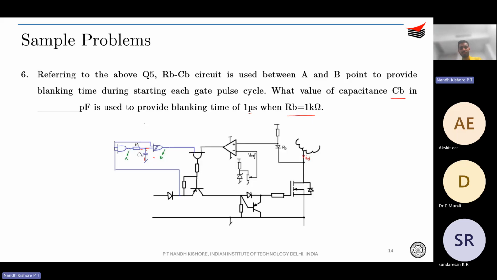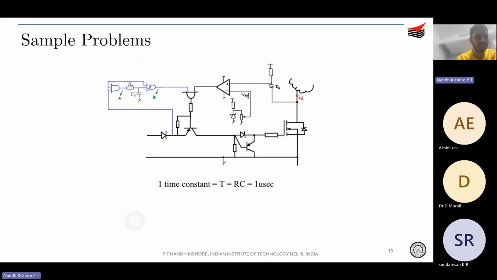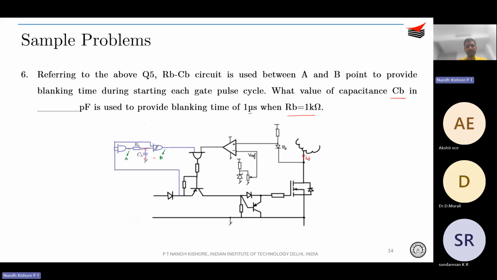Okay, so you need not know power electronics to solve this basically. You just know that the time constant tau is equal to RC, and RC is given as 1 microsecond. So 1 microsecond is 1K into C. Therefore, your C turns out to be 1 nanofarad. Simple, right? It's a very, very simple problem. Blanking time is given, capacitor is asked, and RB is also given, so you just substitute.